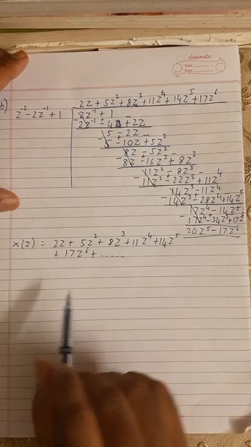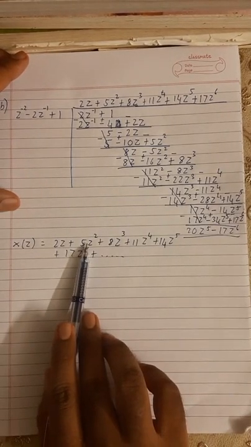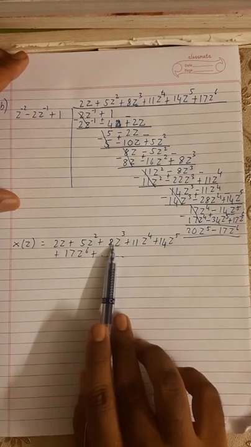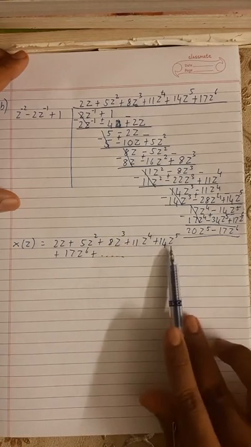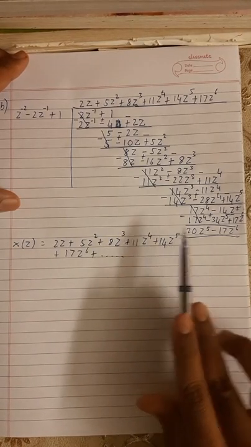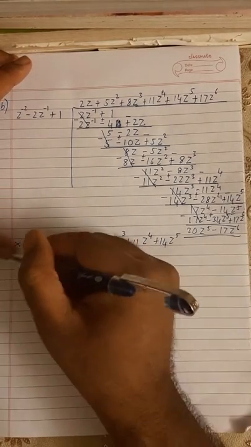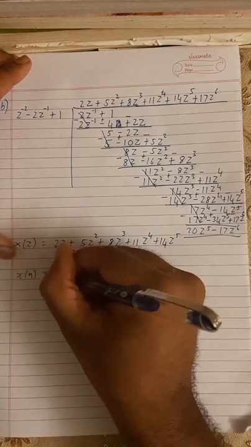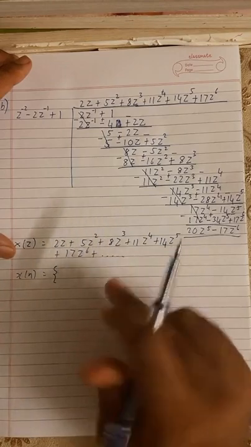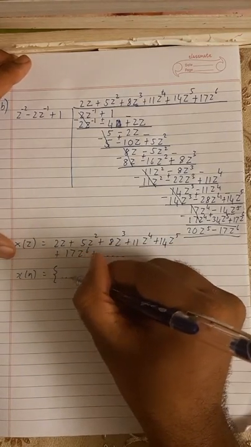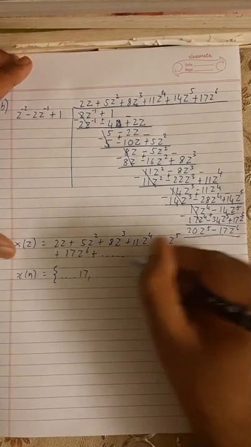That is, this represents the value at n is equal to minus 1. This represents the value at n is equal to minus 2. 8 is the value at n is equal to minus 3. 11 is the value at n is equal to minus 4. 14 is the value at n is equal to minus 5. And 17 is the value at n is equal to minus 6, and it goes on. In other words, your x of n should be written like this. First you start with the least value. This dot dot dot is the least value.